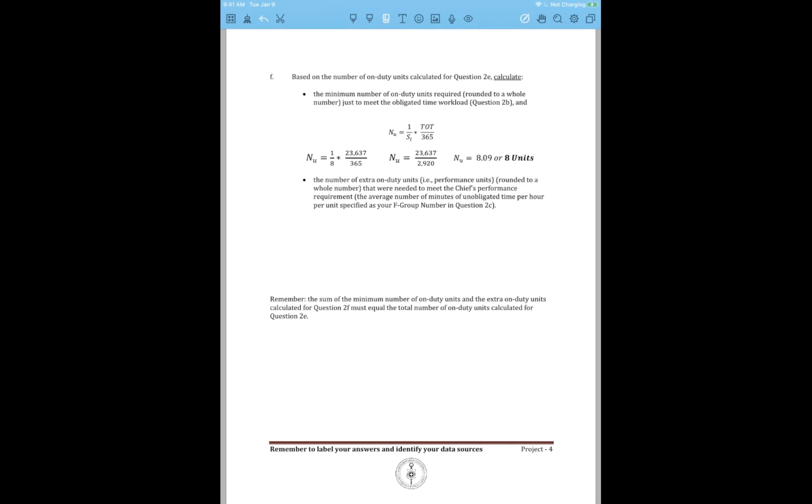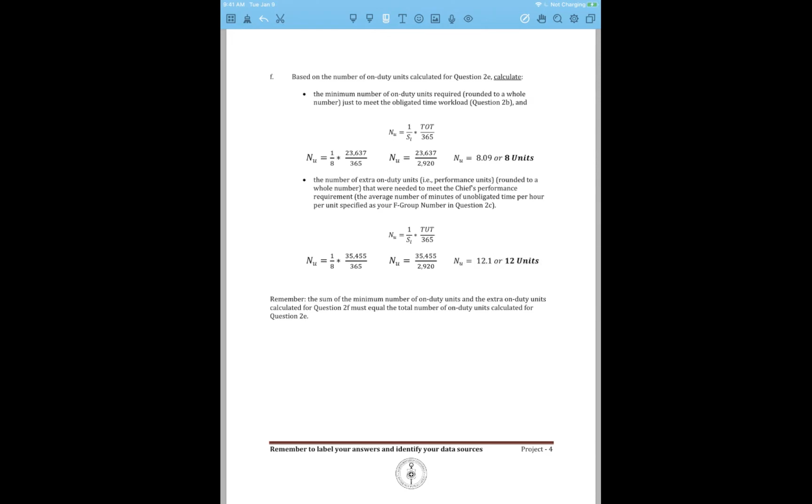So now the next formula deals with your performance units, or the additional units that you would need to have proactive time available. So this formula is very similar. It's 1 over your shift length times total unobligated time divided by 365. And I plug in my number for unobligated time, 1 over 8 times my unobligated time divided by 365. So it's 35,455 divided by 2920, and I get 12.1 or 12 units.